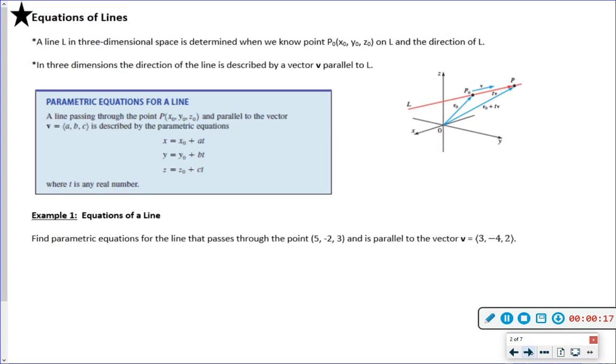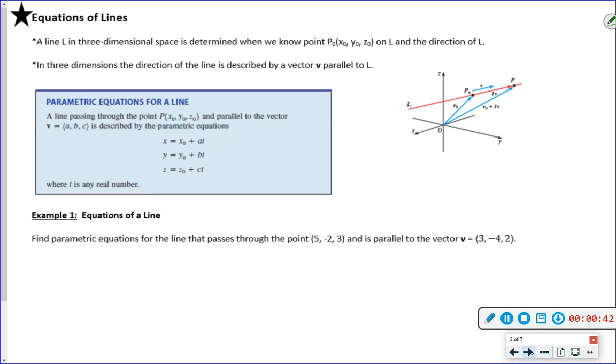Now here's where I wish we had color-coded notes here, so you can see that red line show up a little bit better. So a line in three-dimensional space. You're going to have a point, and again, three-dimensional space, x, y, z, so you can see the point labeled there on the line. In 3 dimensions, the direction of the line is described by a vector parallel to L. Now, I know it sounds crazy.